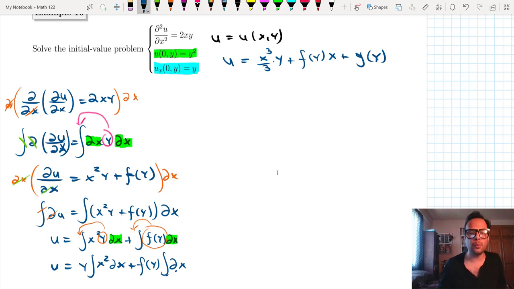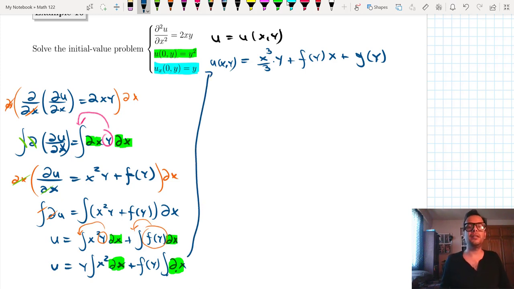Okay, why g of y? Because again, notice we are integrating with respect to x. The other variable is being held constant, and that's something that depends on y. So this is our general solution. Okay, let me call this finally u of x y. Okay, let me call that our general solution.